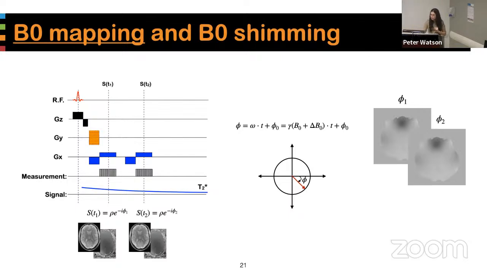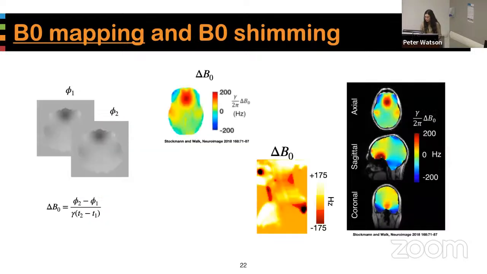So what we're going to do is acquire a second image at a later point in time. We're going to take the second phase image and subtract the two. If you subtract the two, then you cancel off the B0 term and the phi0 term, and you end up with delta B0, a magnetic field map. So this is how you generate a magnetic field map.